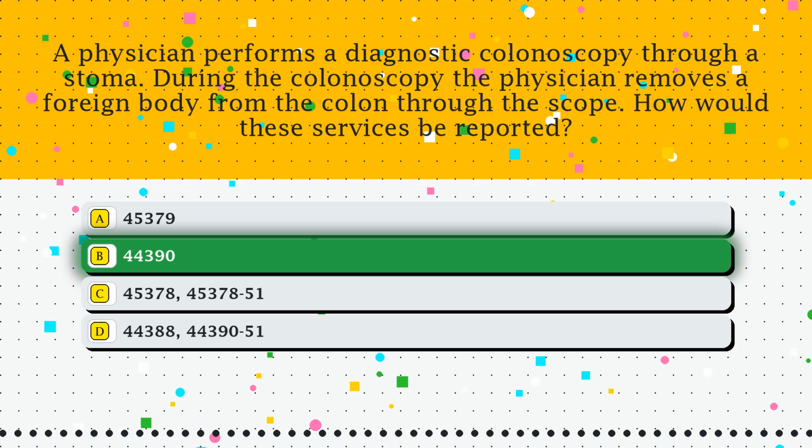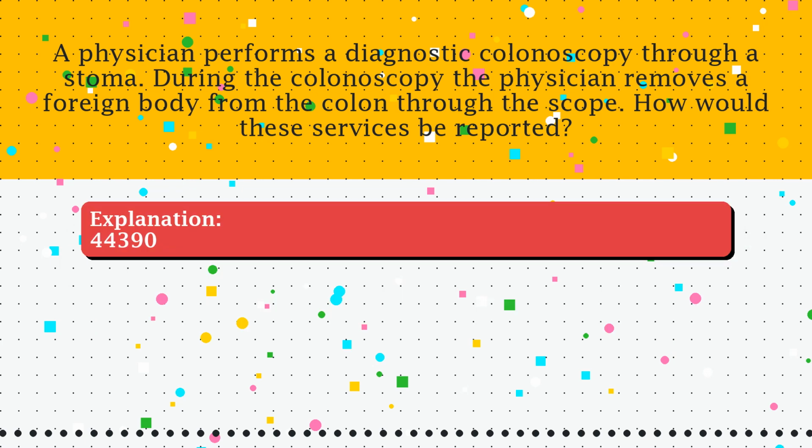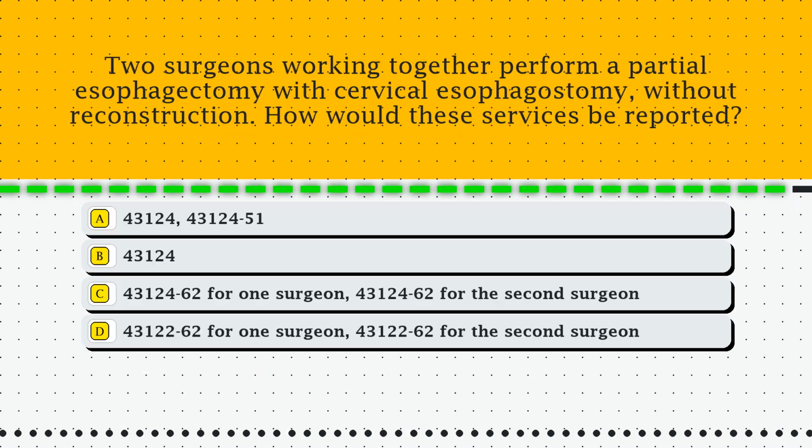The correct answer is option B, 44,390. Question 67. Two surgeons working together perform a partial esophagectomy with cervical esophagostomy, without reconstruction. How would these services be reported?